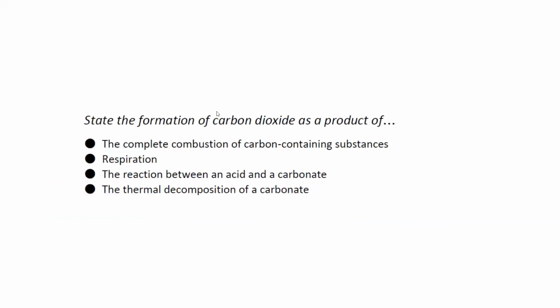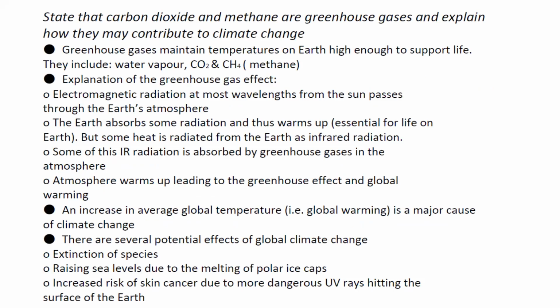Then carbon dioxide and methane are greenhouse gases. What is the concept of a greenhouse gas? So greenhouse gases maintain the temperature of the earth high enough to support life. So they are essential for us. If we don't have greenhouse gases, then the temperature of the earth will be very low and we won't be able to survive. But the problem is that due to human activities, the percentage of these greenhouse gases is continuously changing. Like this is our earth and the red part is representing the atmosphere.